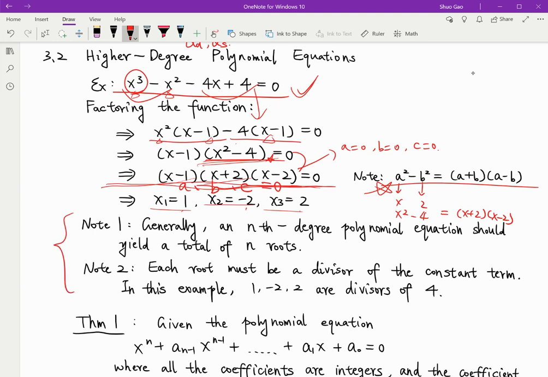First note: generally, an nth degree polynomial equation should yield a total of n roots. Here, this is a third degree polynomial function because the highest degree of x is 3, right? Because it is a third degree polynomial function, there should be a total of 3 roots. So that's why you have x1, x2, and x3, 3 roots here.